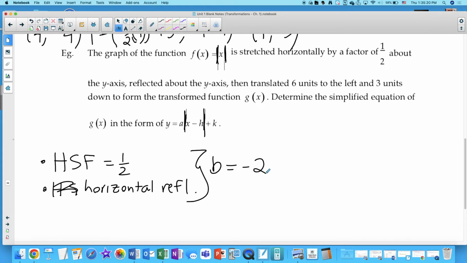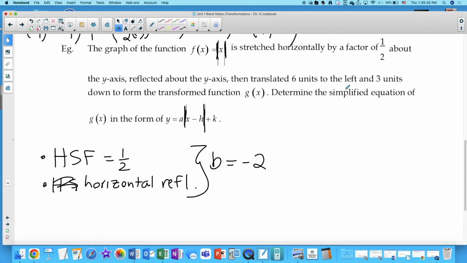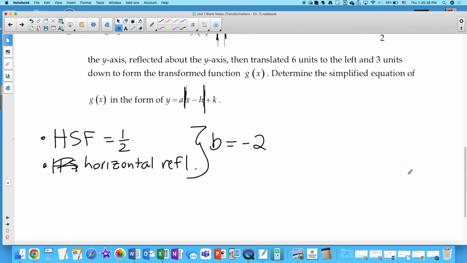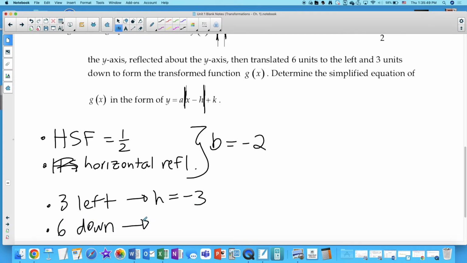Okay. What else? Yes. H is -6. Yeah, translated 6 units to the left, 3 units down. So 3 left. Six down. Okay, so it's 6 left. Oh, seriously. I have a reading problem. 6 left, 3 down. Okay, -6, -3.